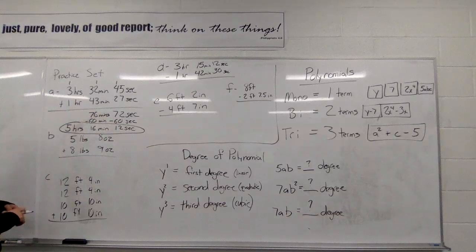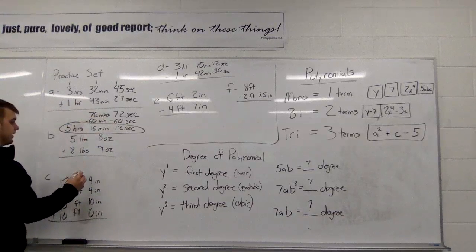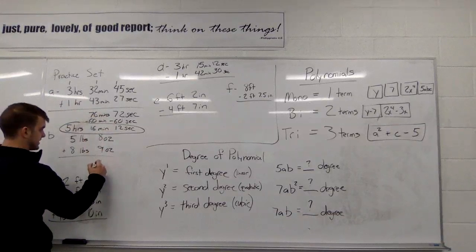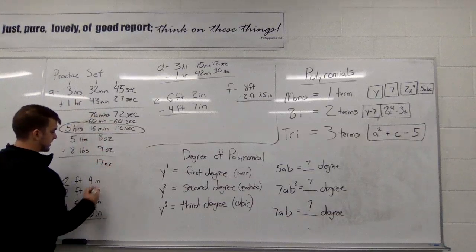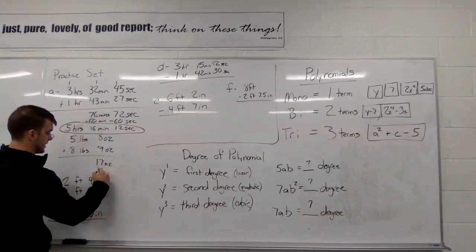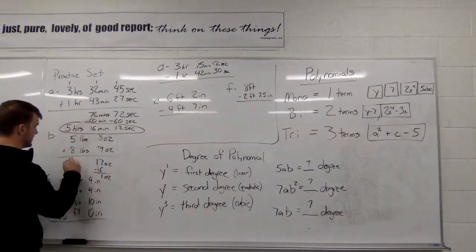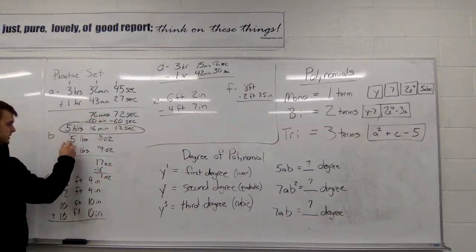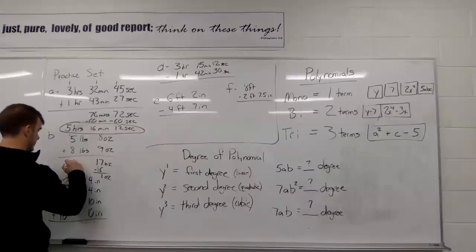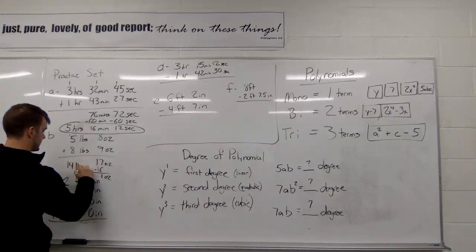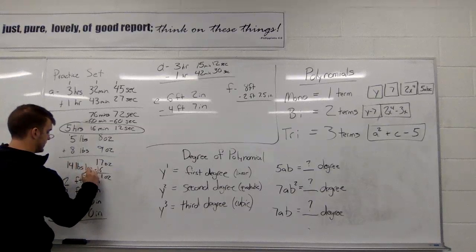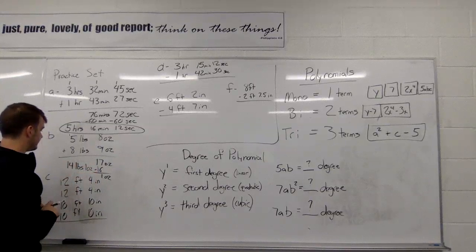All right, B then, you have 5 pounds, 8 ounces, plus 8 pounds, 9 ounces. 9 plus 8 is 17 ounces. How many ounces are in a pound? 16. Subtract that right away. Gives you 1 ounce, and add a pound over here. 8 plus 6 is 14 pounds, and 1 ounce is the answer you would get for that.